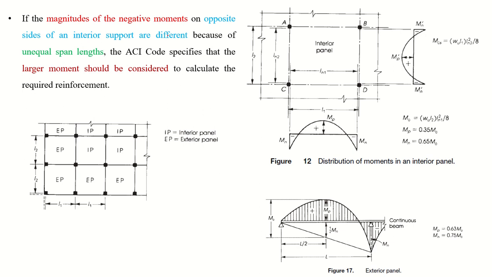If the magnitudes of negative moment on opposite sides of an interior support are different, for example this M naught is different than this M naught because of unequal span lengths, the ACI code specifies that the larger moment should be considered. So for example, if this M naught is 100 and if this M naught is 80, you have to take the 100 value, right. Now again they are showing you that this is EP, the exterior panel, and this is IP, the interior panel. Okay, for the interior panel, its bending moment diagrams in both directions are presented.